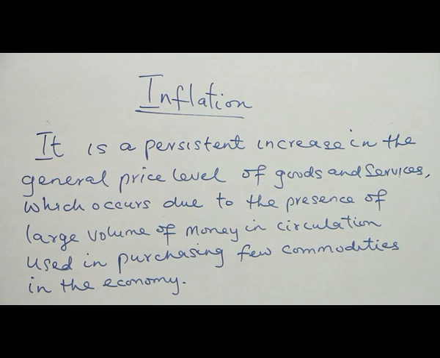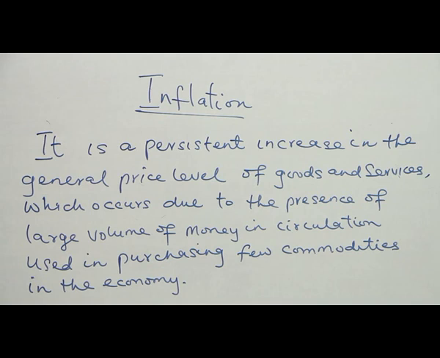It can be as a result of what? The large volume of money in circulation. And the large volume of money in circulation that you are using to do what? To buy few commodities. So if you have few commodities in the economy and the volume of money in the economy is increasing, there is no way you will not pay higher prices for goods and services that are available in the economy. That's why we call it a persistent increase in the general price level, known as inflation.